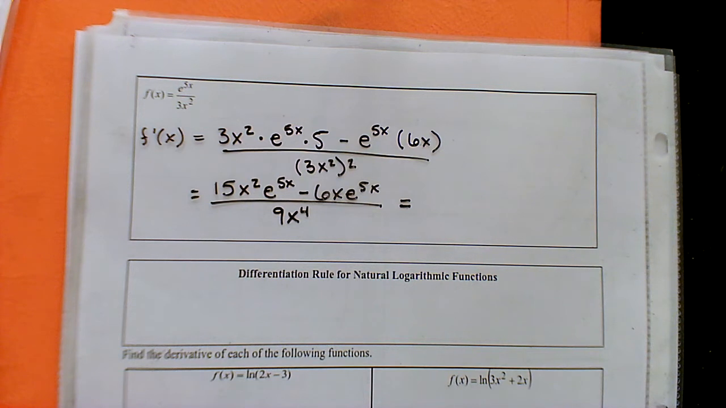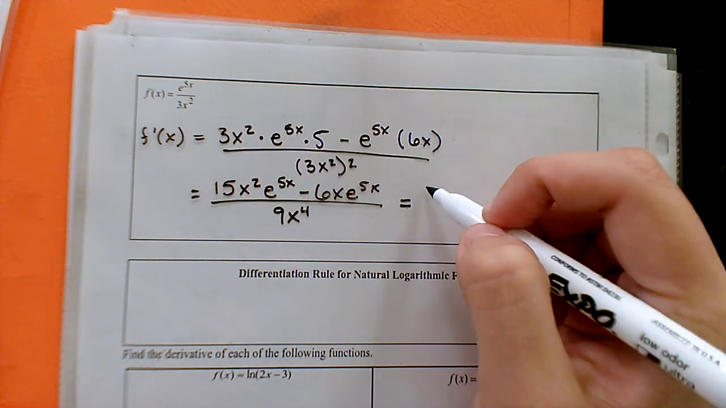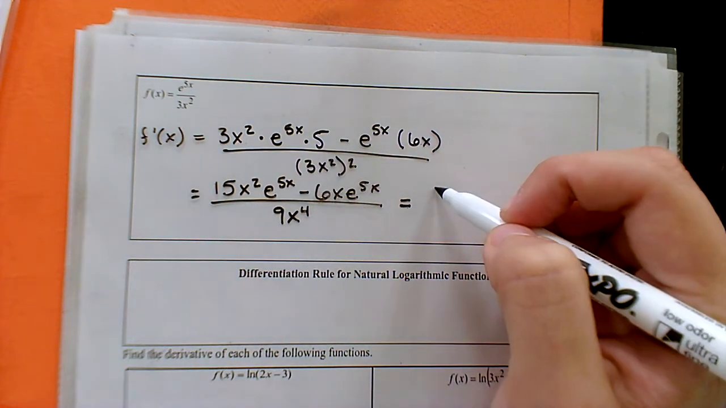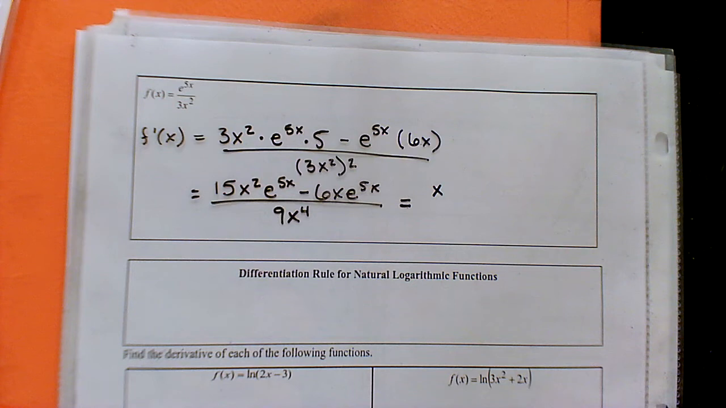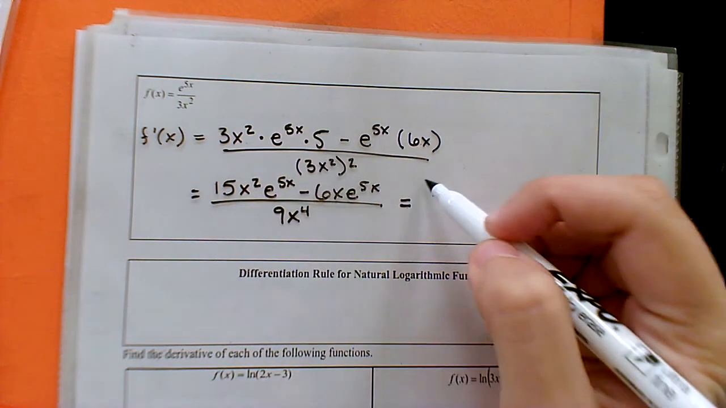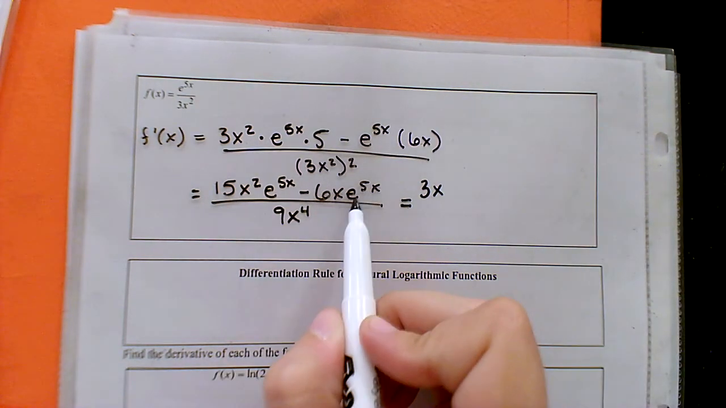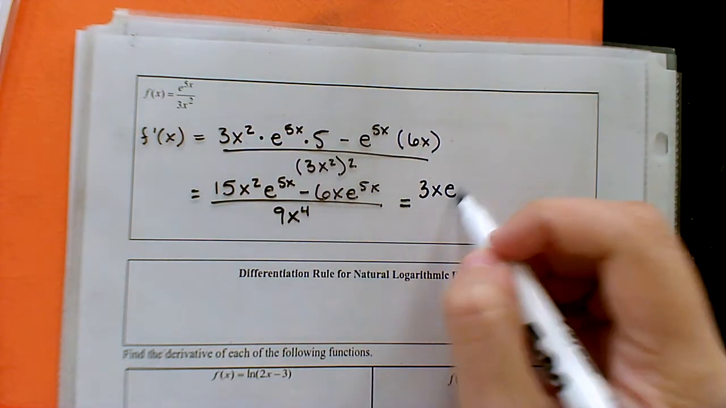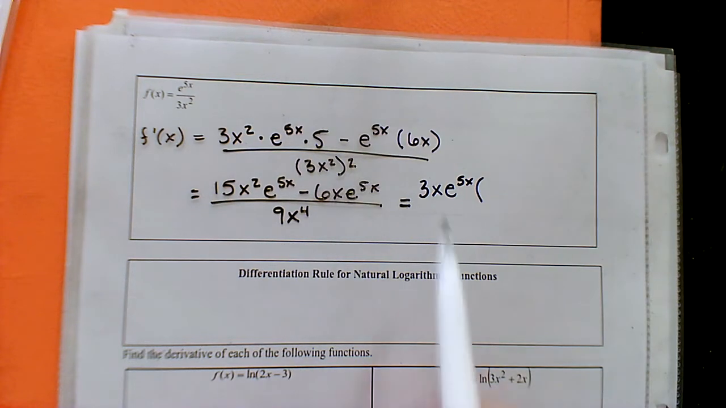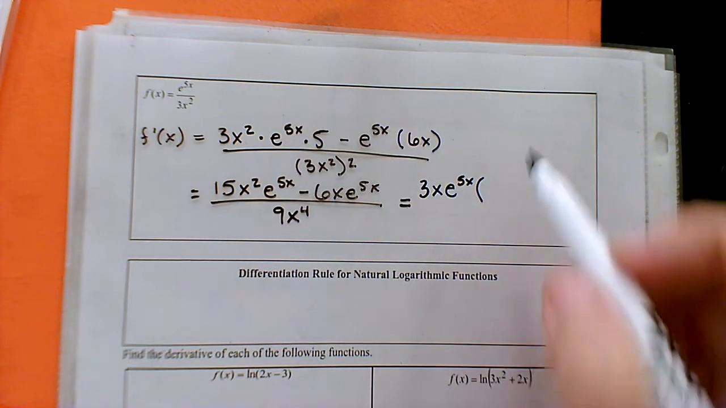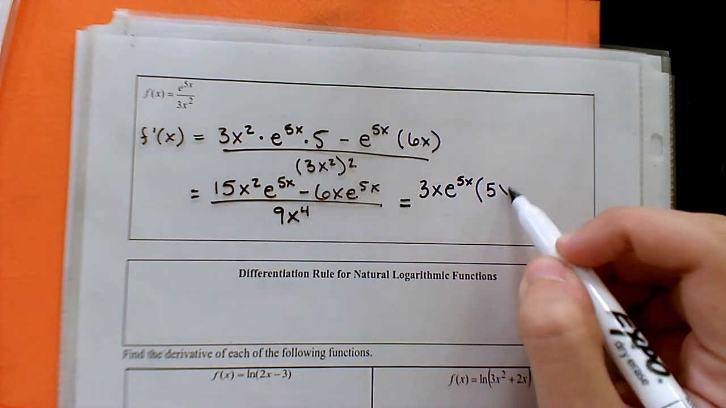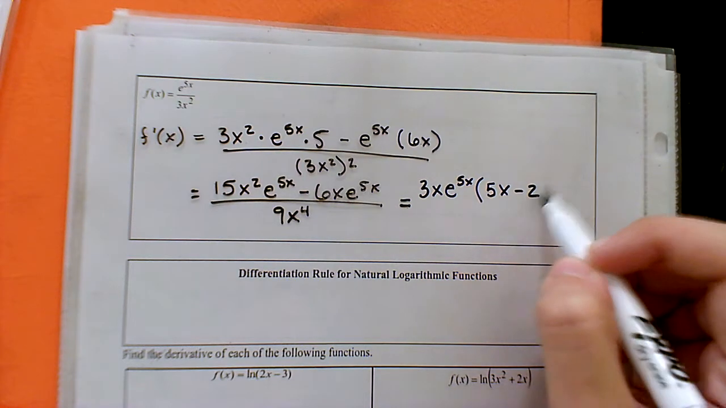Can we keep going? What do you see, Nish? You can factor out an x out of the top and bottom and cancel it. Okay, so we can definitely take out an x. Can we take anything else out? Anything else that the top has in common? A 3. Anything else? E to the 5x. Okay, so that's our GCF. And then we'd be left with 5x minus 2.